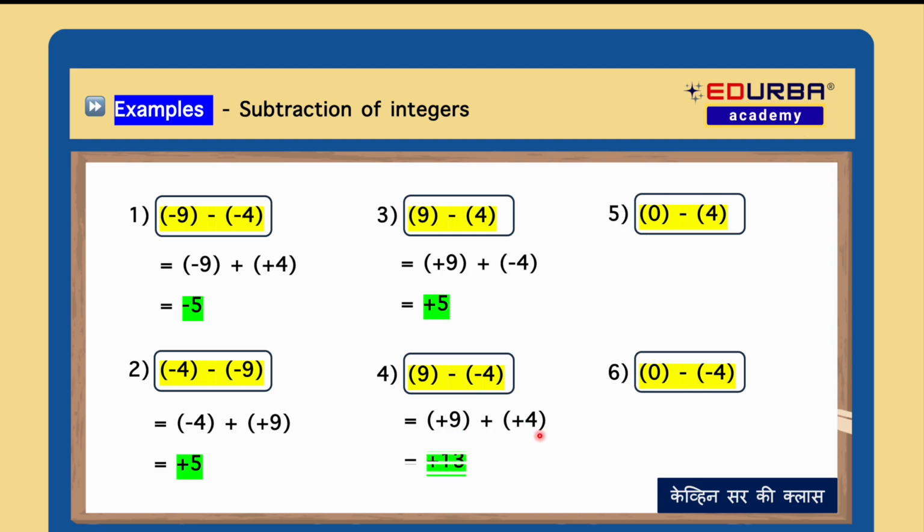9 plus 4 is 13. So plus 13 is going to be your answer. This is very easy. The first step is you have to change the signs. So in this example, we have 0. The 0 will be as it is. This minus becomes plus and this 4 becomes minus 4.